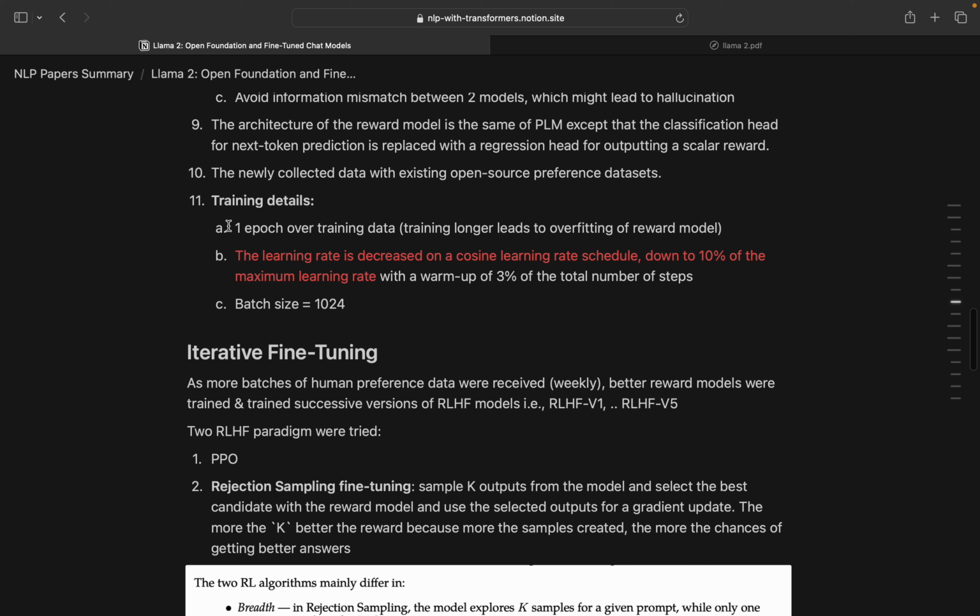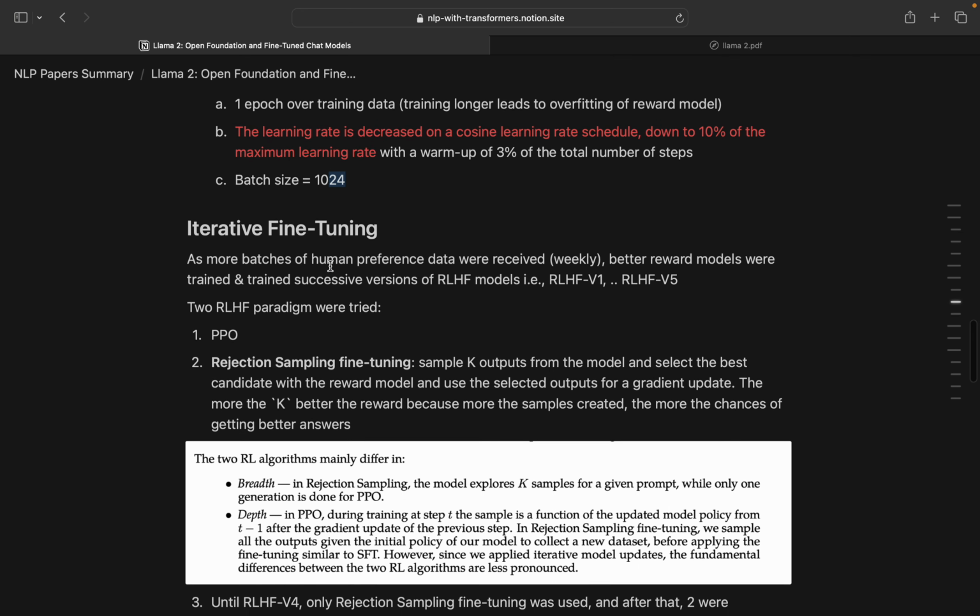So usually, when it comes to a reward model, it generally tends to overfit, and people don't go beyond one epoch. In fact, I read in papers that sometimes they don't even go for one full epoch. But in this case, they went for one epoch of the training data set with a batch size of 1024, which is a very good number too.